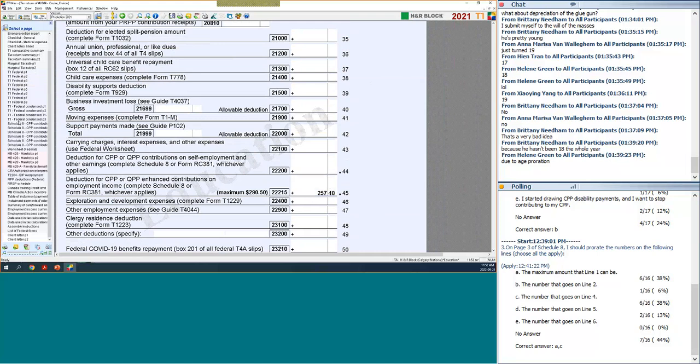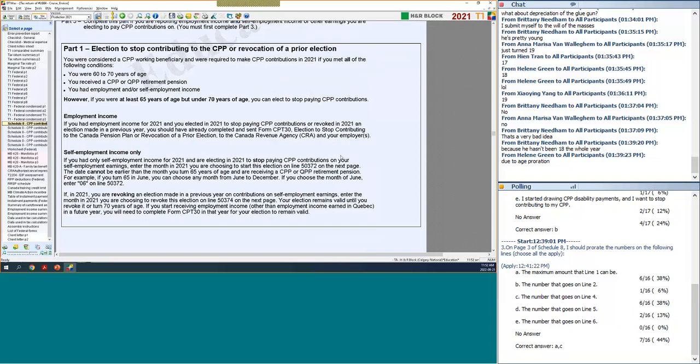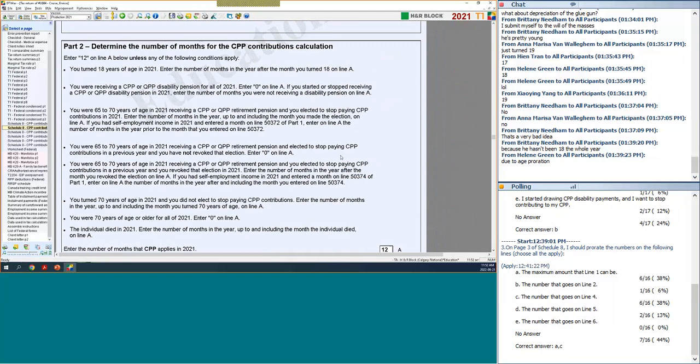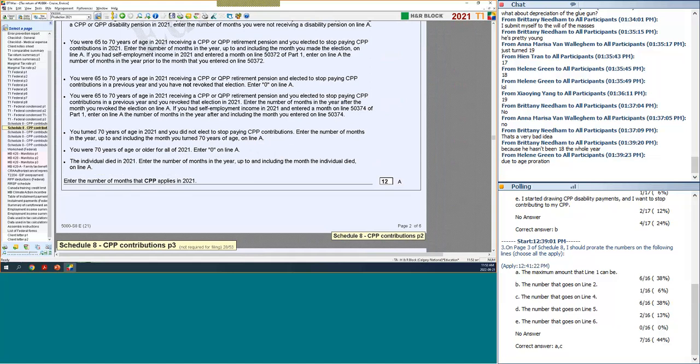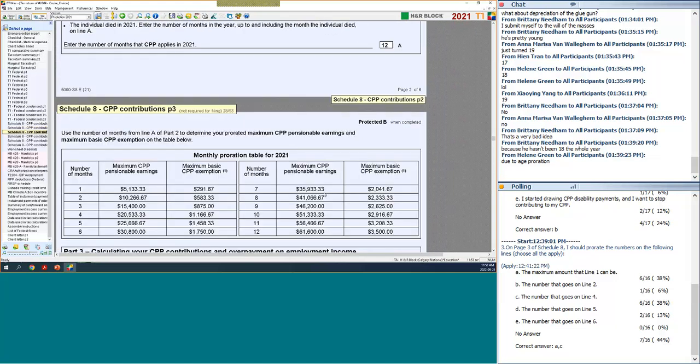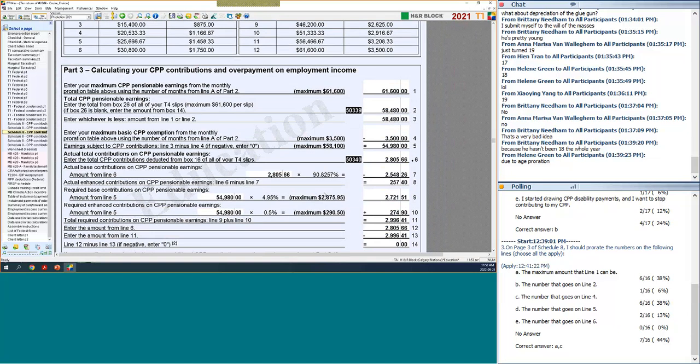So before I do anything else, I'm going to do a Schedule 8. And here we go, Schedule 8. In this case, my Part A is 12 months because we don't have to prorate. He doesn't have a reason to prorate based on his age, and he's not receiving CPP disability income. So we're going to skip the proration section. We're going to say maximum pensionable earnings is the maximum. His total is adding up all of his box 26s to the maximum, 58,480 in this case. Subtract the exemption, 3,500, gives us 54,980.